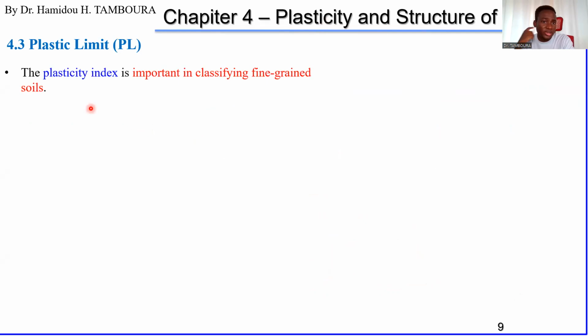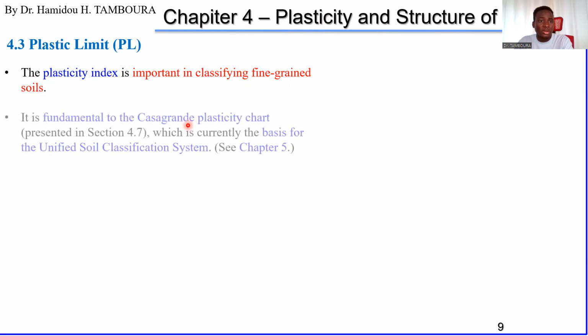I think the plasticity index, as I told you, is a very important parameter in the classification of fine-grained soil. Not all soil, actually. For example, it doesn't have any importance in classification of sand or gravel. However, for the fines, we have defined the size of the fine soil. So for the classification of fine soils, we will talk about this also in the following chapter.